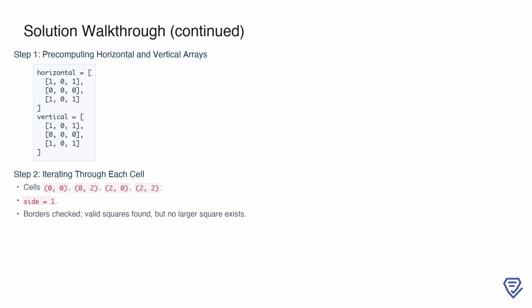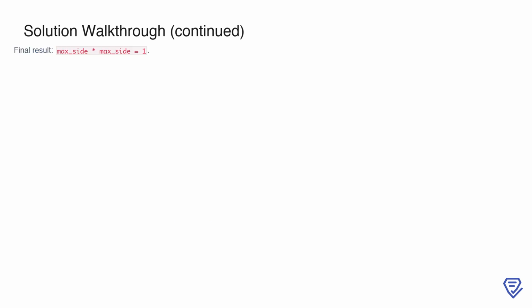As we iterate through the grid, we find that only single-cell squares of side 1 are possible at positions like (0,0), (0,2), (2,0), and (2,2). These squares are valid, but since no larger squares can be formed, the max_side remains 1. After completing the iterations, the final result for this edge case is simply the area of the largest square, which is max_side * max_side equals 1.